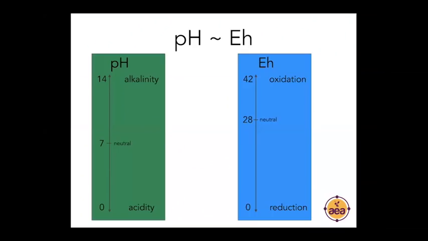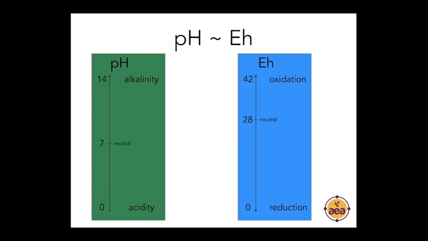pH and EH were originally mathematical symbols, or I should say physics symbols, that were developed to represent proton pressure or proton transfer potential in the case of pH, and electron pressure or electron transfer potential in the case of EH.